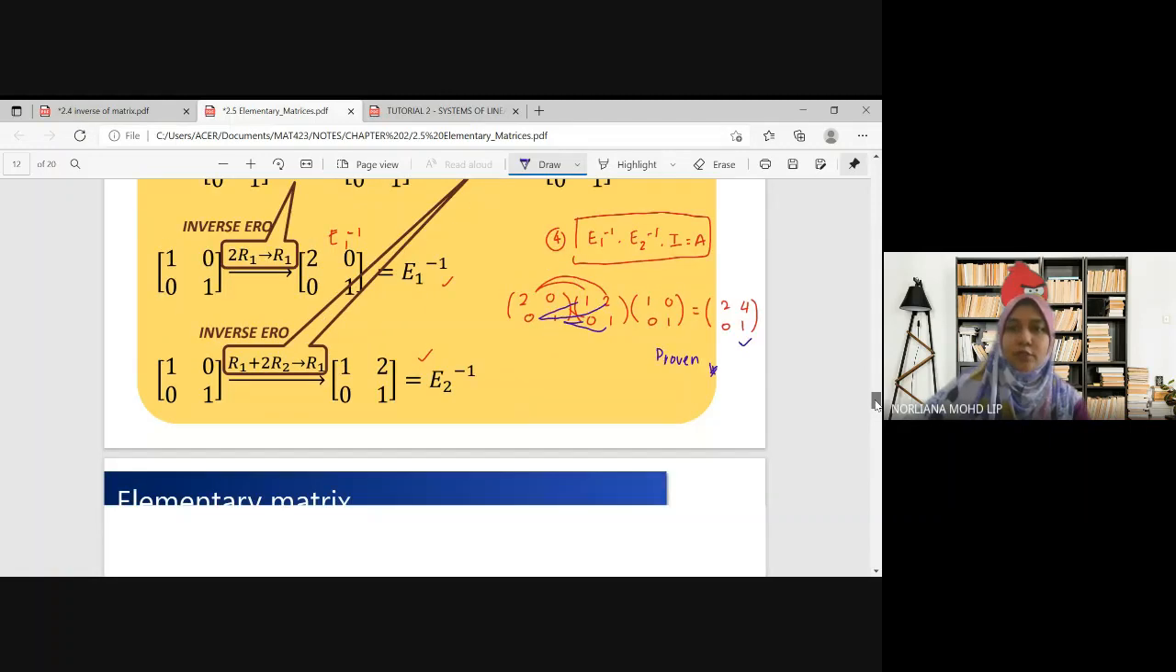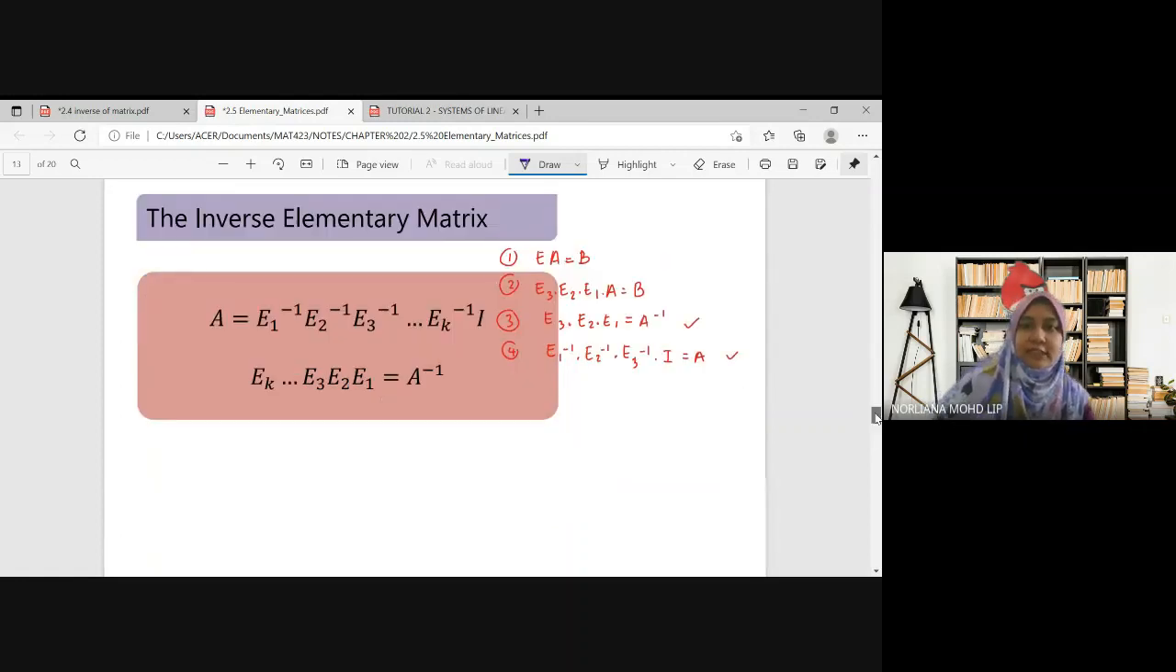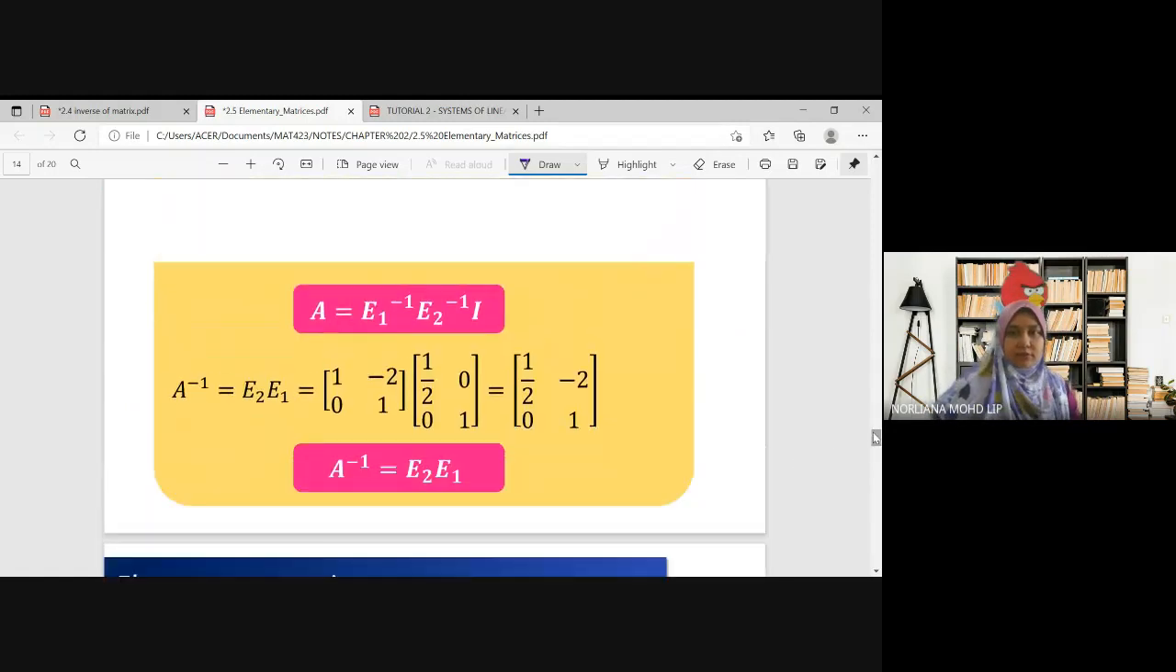Daripada sini pun awak boleh proof yang ni lah. Untuk yang ketiga ni, nak cari A inverse pun boleh guna elementary jugalah. Maksudnya dia ada relationship kan, A inverse dengan elementary matrix. Okay, ada soalan tak yang ni? Okay.